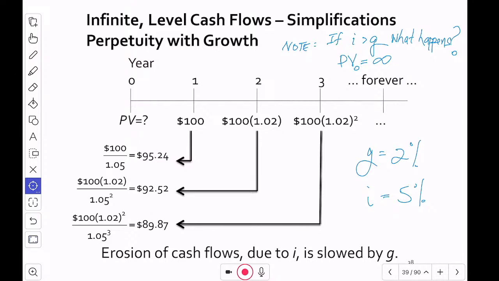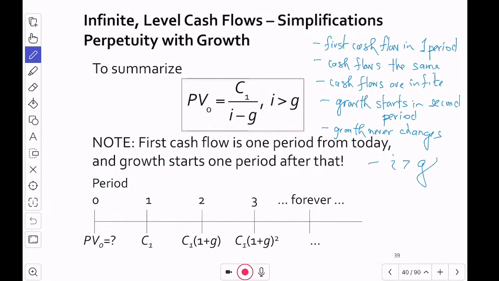The answer is infinite because you're adding higher and higher numbers. So it does not converge. I don't want to say that because there is an answer. The answer is infinite. All right, so they would blow up and you would have infinite. So we say that this formula only applies if I is greater than G.